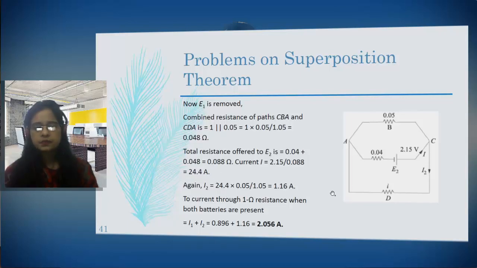Again, that current is divided among these two branches, so we need to find out this. So the total current 24.4 into opposite resistance, that is 0.05, divided by total, that is 1.05. Okay, this will give this much.